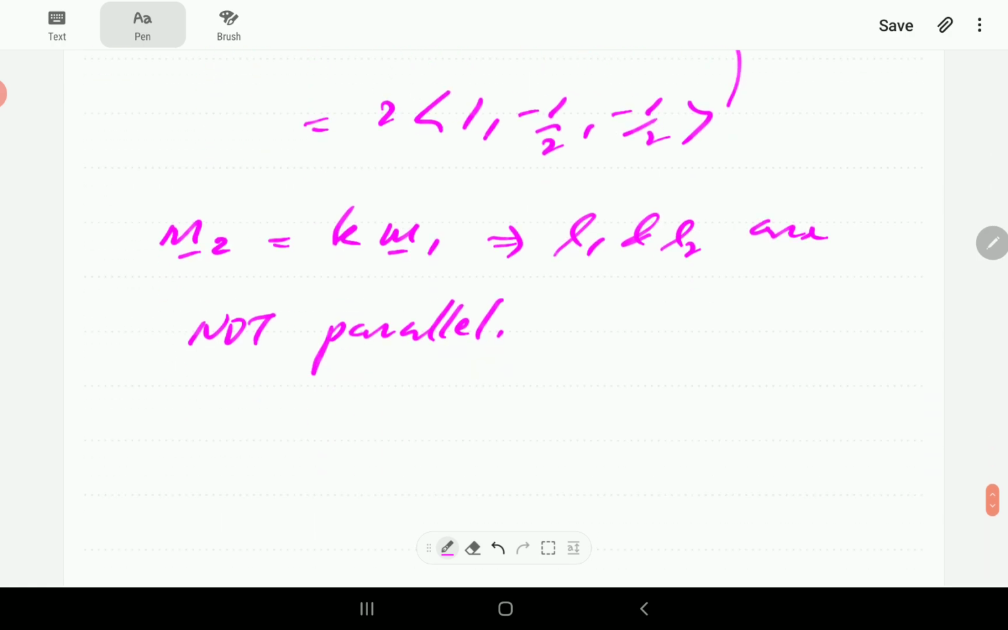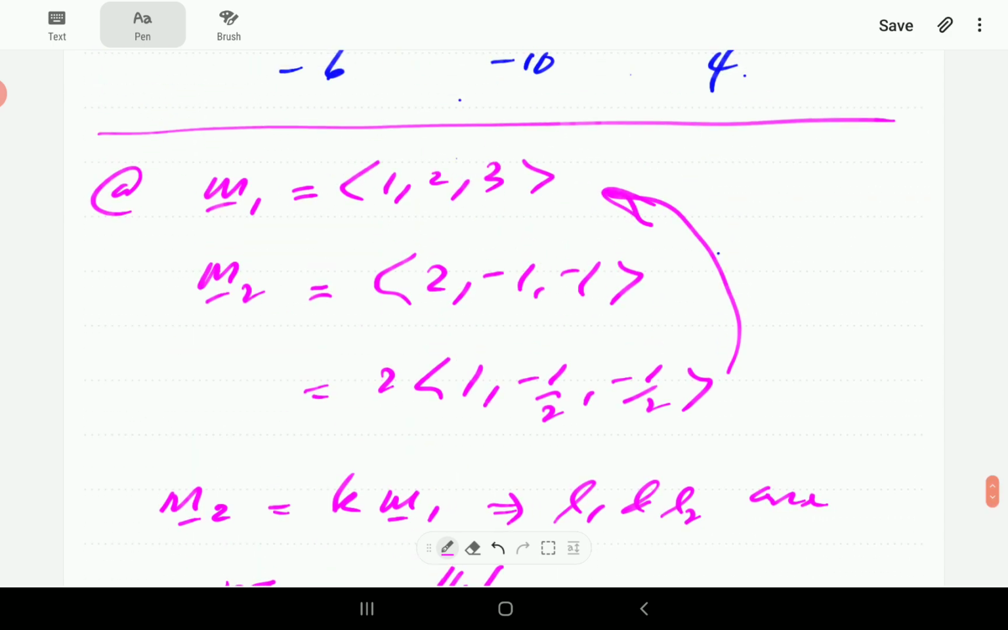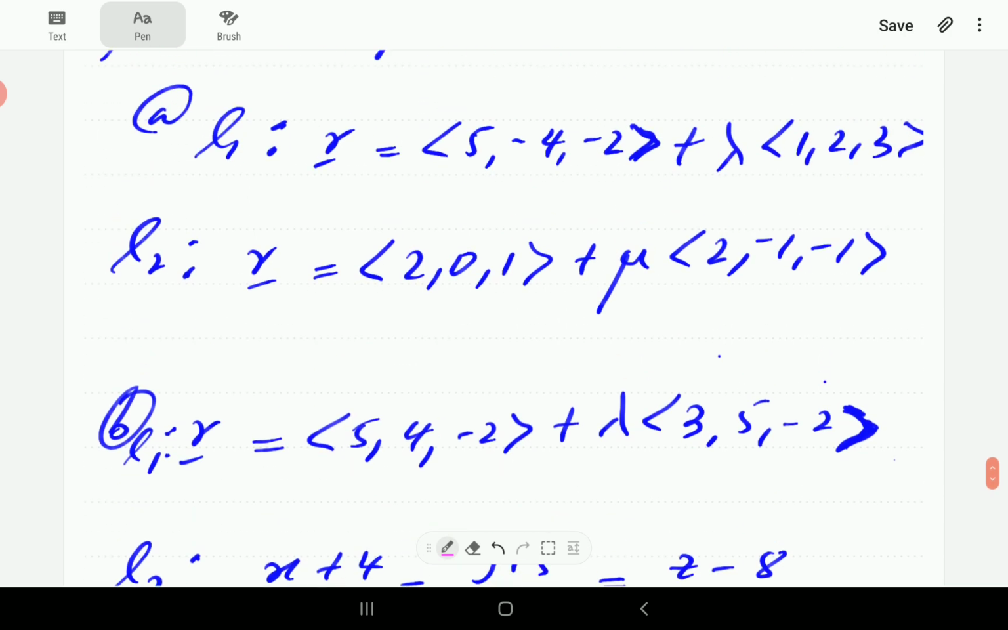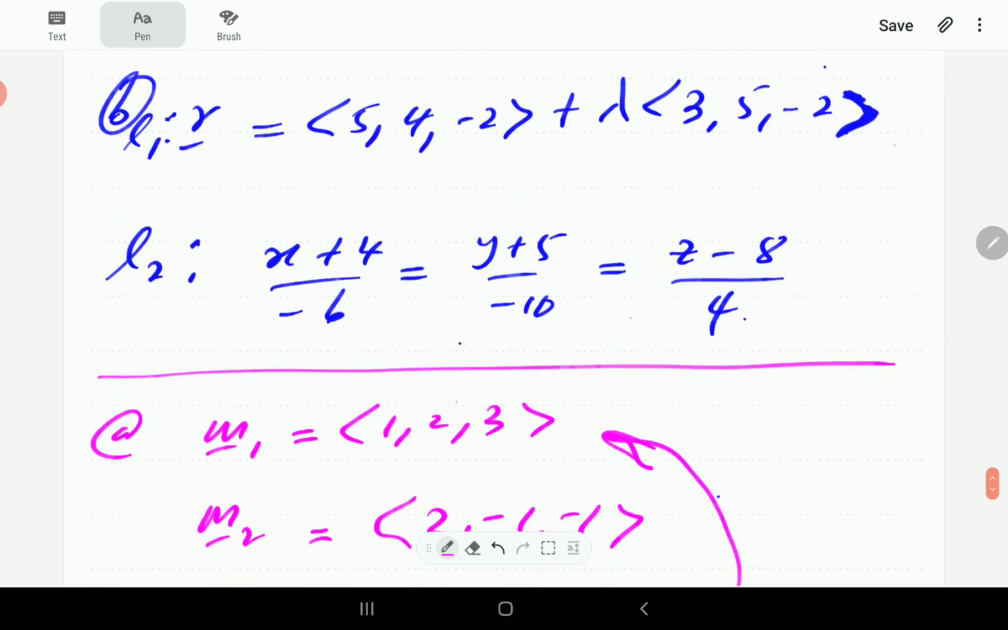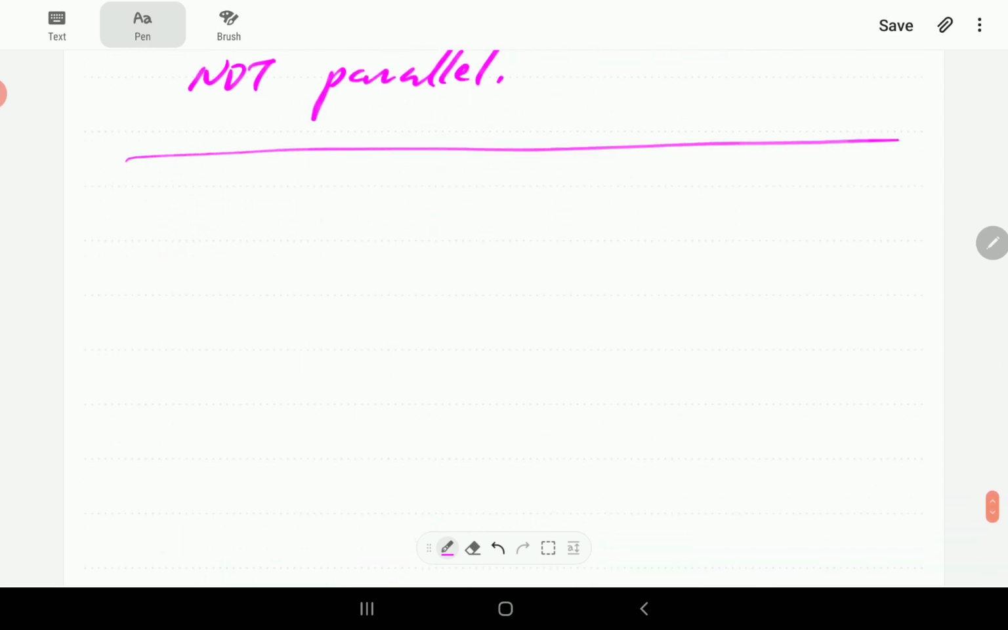Okay, so if they're not parallel, they may intersect, they may not intersect. So we need to write the two equations in parametric form and then solve the system. For L1, x is going to be 5 plus lambda. For L2, x is going to be 2 plus mu. So 5 plus lambda equals 2 plus mu.